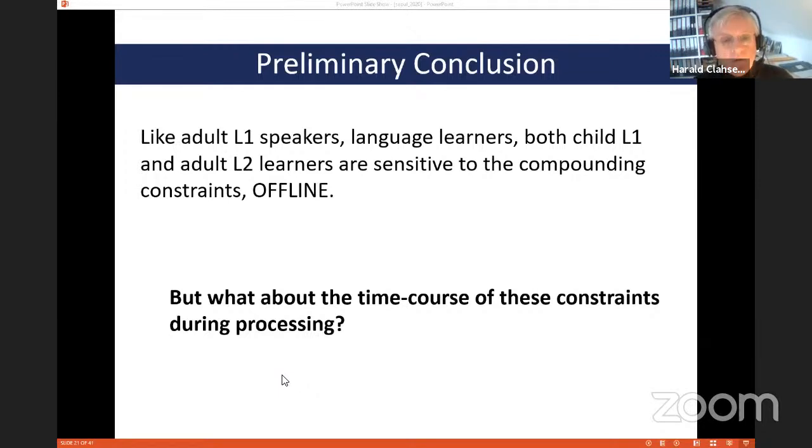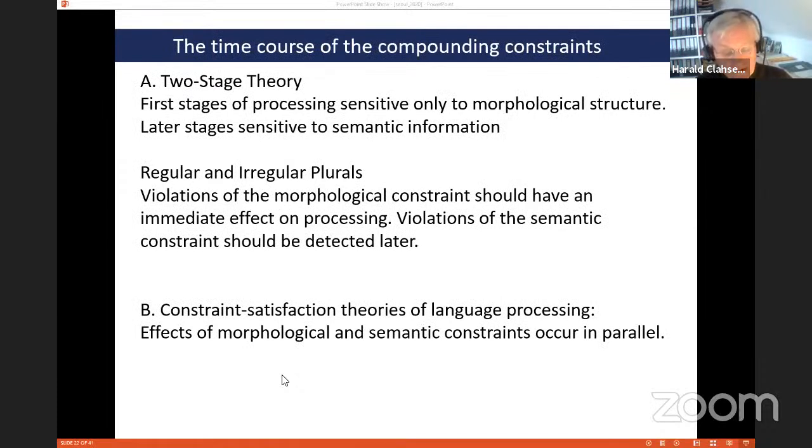Okay, let's move on to language processing. So we are now looking at the time course of the compounding constraints, not offline, online. They have been extensively studied offline, but their role in online processing is unknown until we did some studies on this. And our theoretical background for these online processing studies actually comes from sentence processing research, where we are confronted with 2 general models of the time course of, let's say, syntactic constraints. And we just extended this to the morphological constraint.